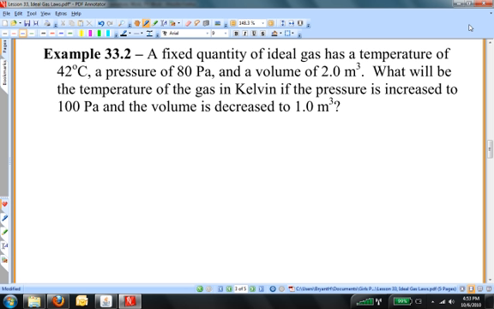Write down the ideal gas law, write down the numbers that you know, take the ratio of the 2 gas law equations, feed in the numbers, and solve the problem. That's how a lot of these things go. Here we go. This is the way it starts.